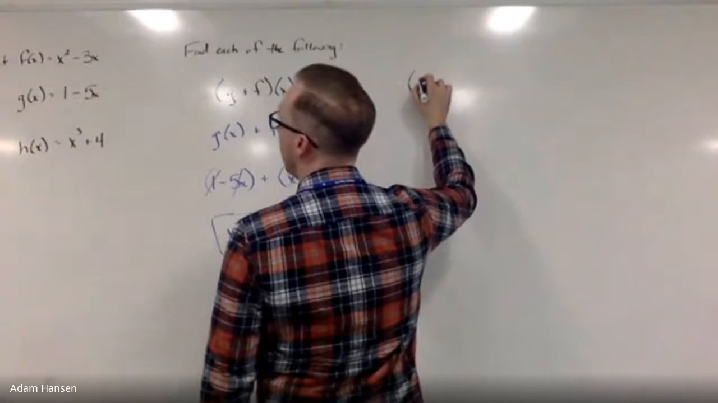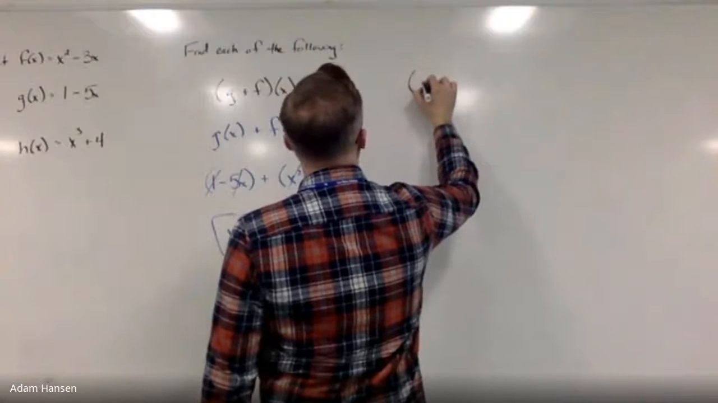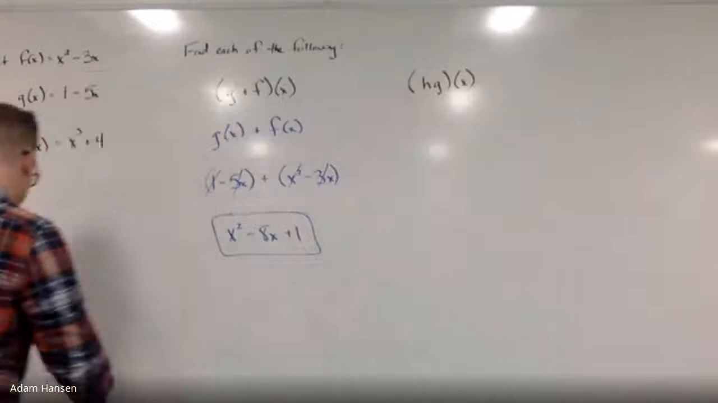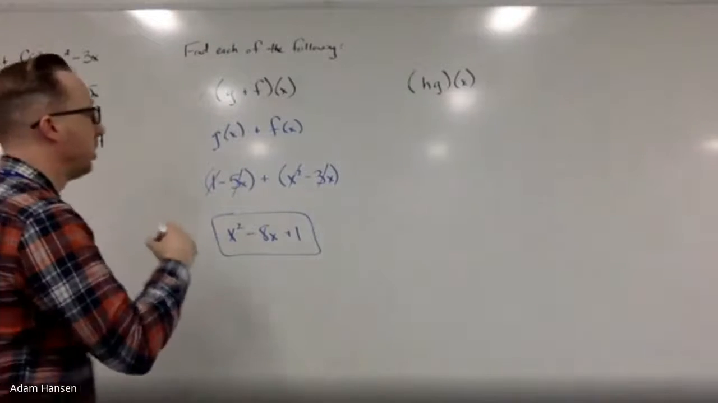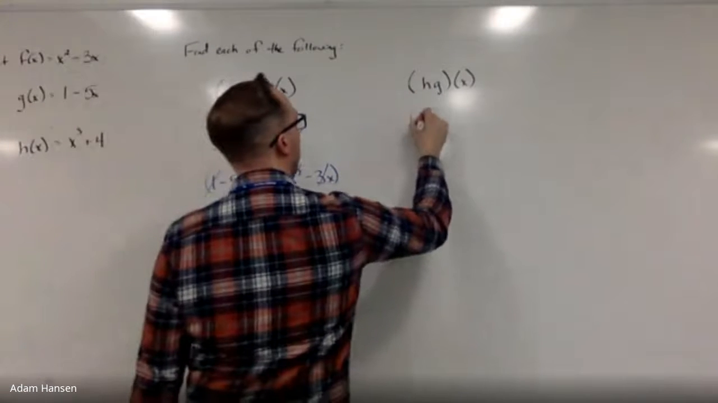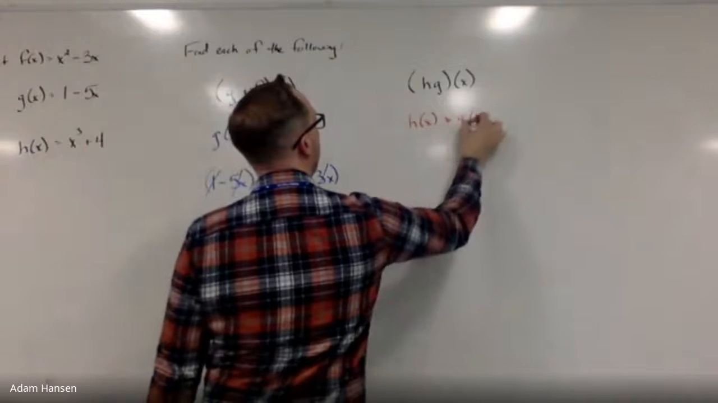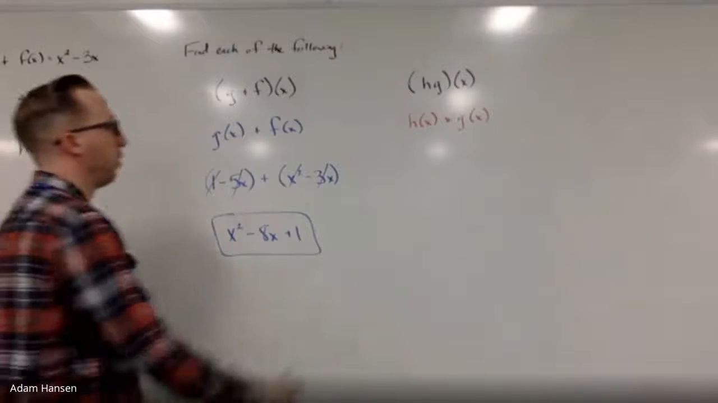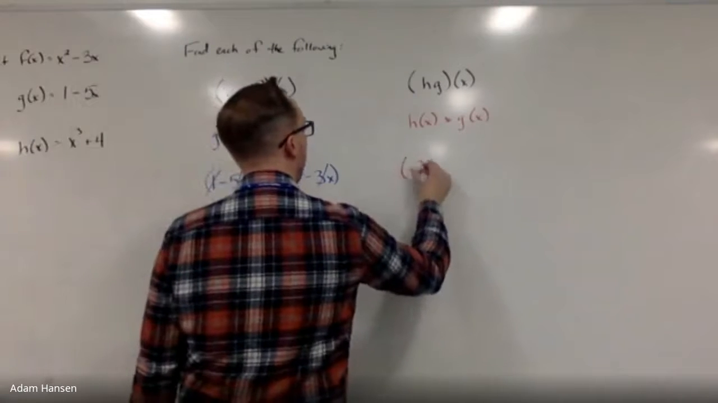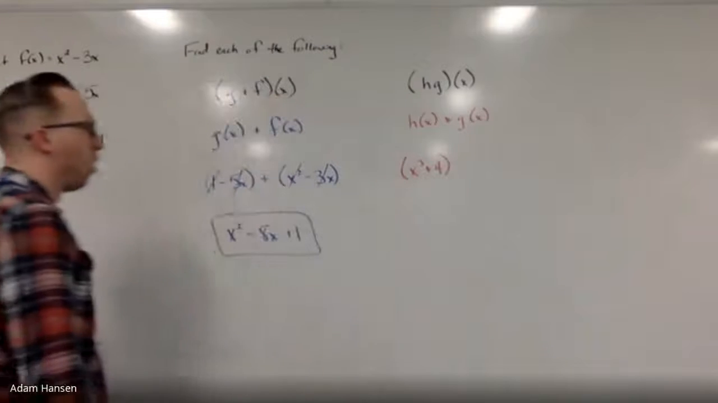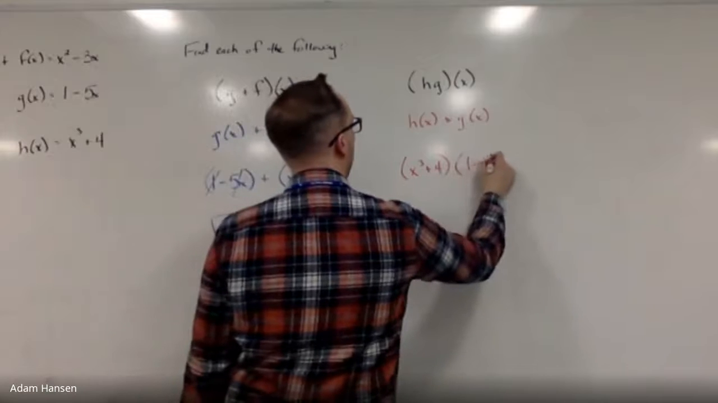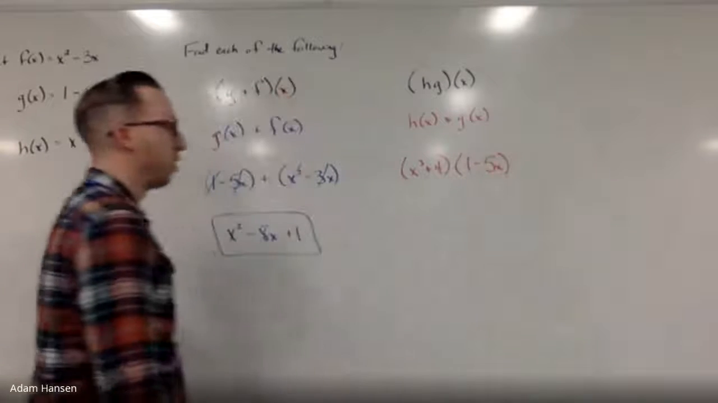Let's try hg of x. Hg of x would be h of x times g of x. H of x is x cubed plus 4. So I'll write that function. We're going to multiply it times g of x, which is 1 minus 5x. And then start multiplying these together.